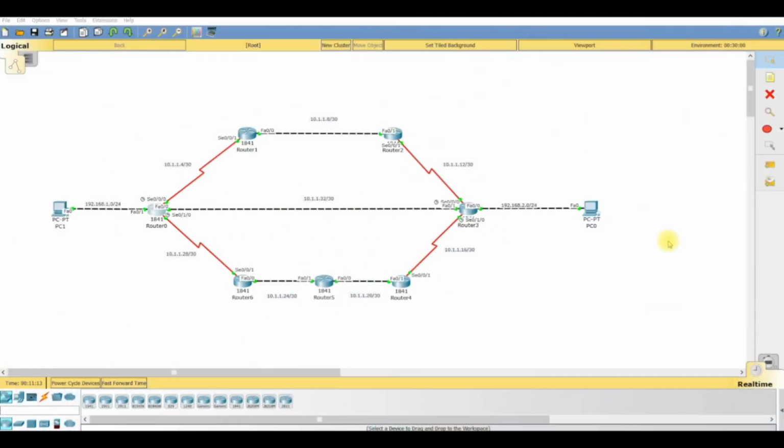All right, we're back in the same lab. Now you saw how we were able to manipulate which way our traffic was going to go by just changing the bandwidth on that particular interface. And you can also play around with the delay. You can change the delay as well.